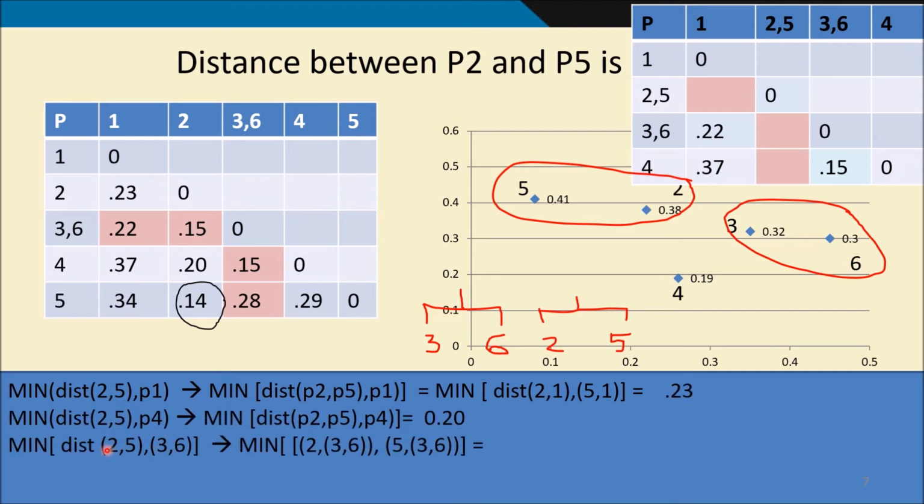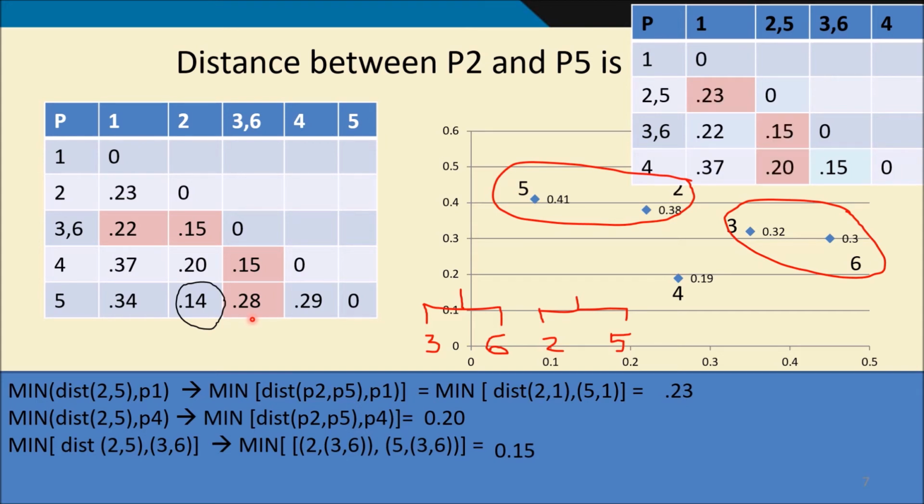Similarly, we'll go ahead and find the distance between 2 and 4, 5 and 4. Whichever is the least would come as 0.20. Next, we have to see what is the minimum distance between 3, 6 and 2. 3, 6 and 2, the distance is 0.15, and 3, 6 and 5, the value is 0.28. So we would be taking the value as 0.15.